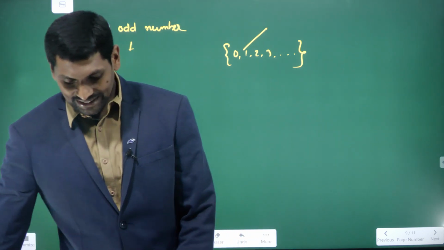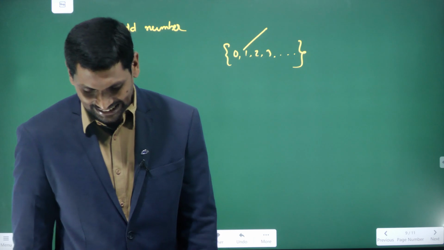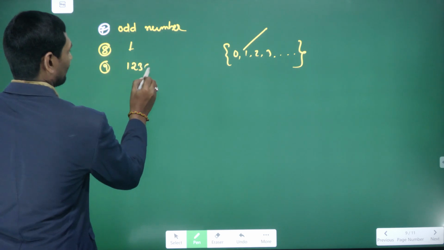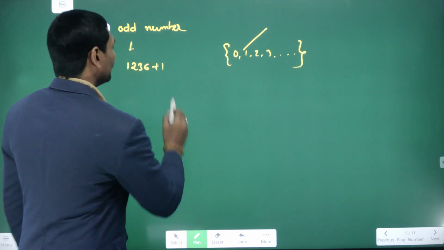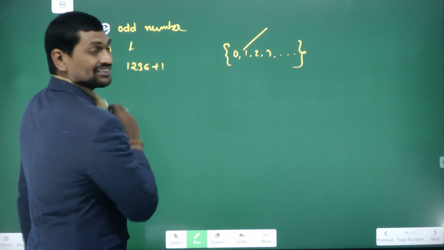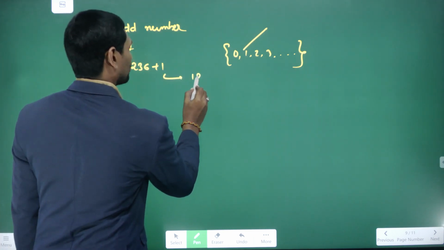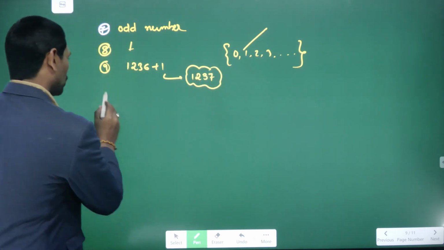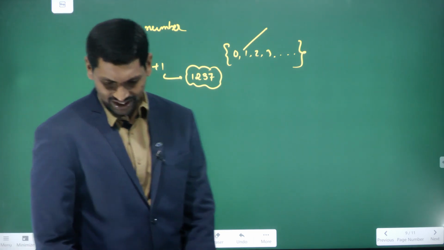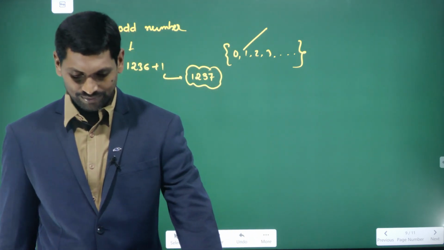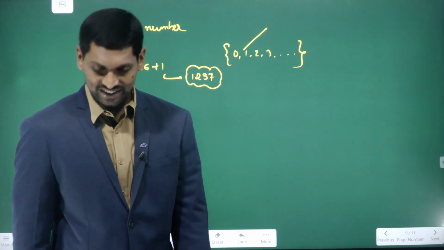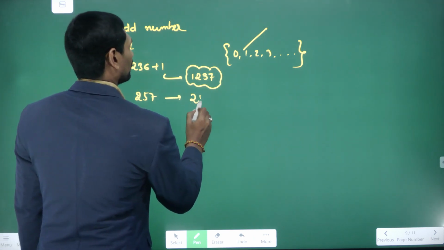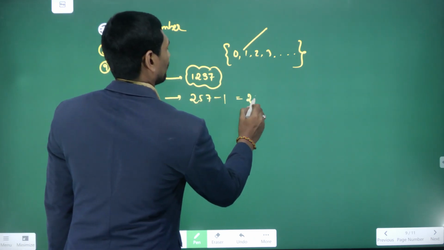Next, the ninth question, successor of 1236. Successor means the immediately next number, plus 1. Successor of 1236 is 1237. Okay. Now question number 10 is predecessor of 257. Predecessor means the number immediately before. That means what we have to do? 257 minus 1, which is nothing but 256.